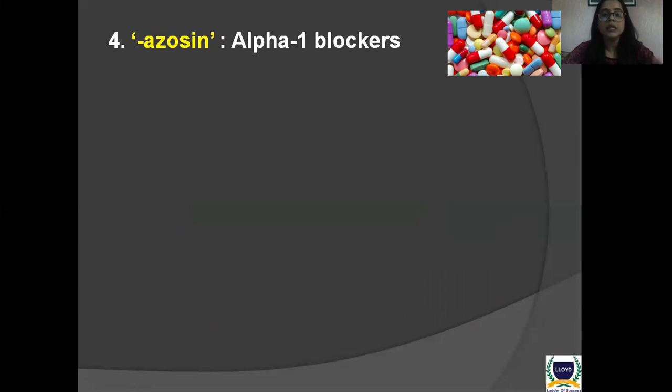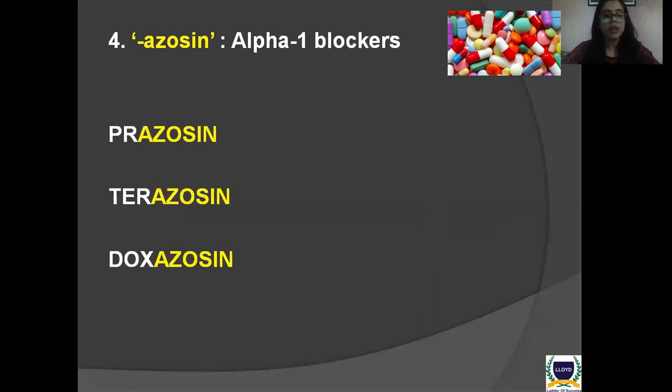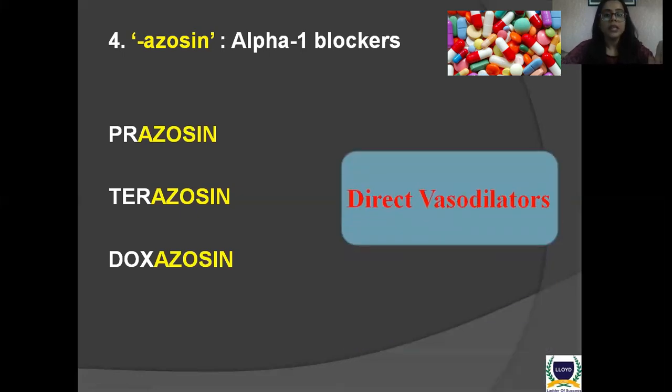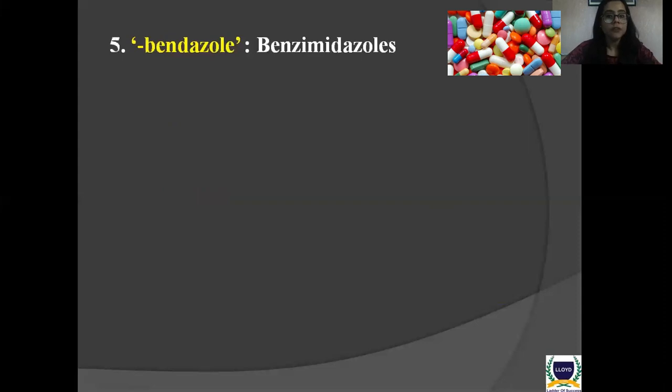Azosin indicates they are alpha 1 blockers. Alpha 1 blocker drugs include prazosin, terazosin, doxazosin. All these end with the same suffix, azosin, which indicates they are alpha 1 blockers. They directly act as vasodilators. These alpha 1 blockers act as vasodilators, and they are basically used in the treatment of hypertension.